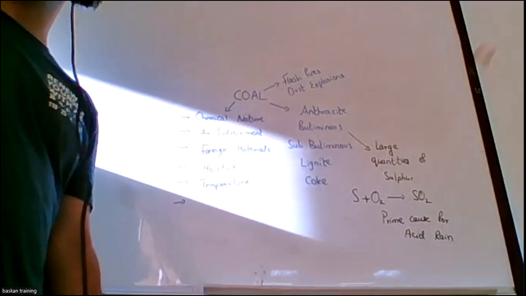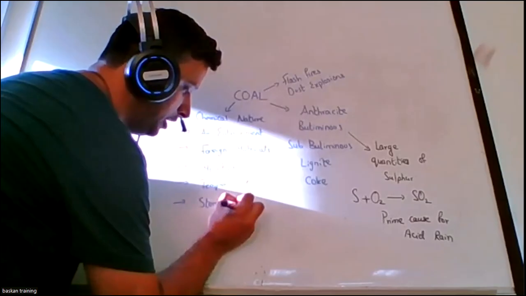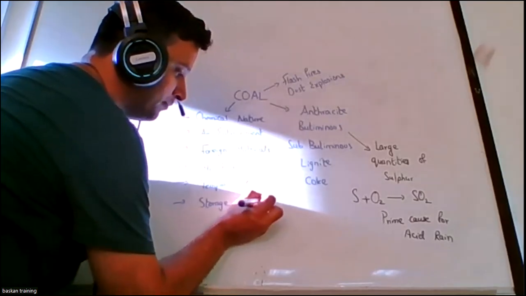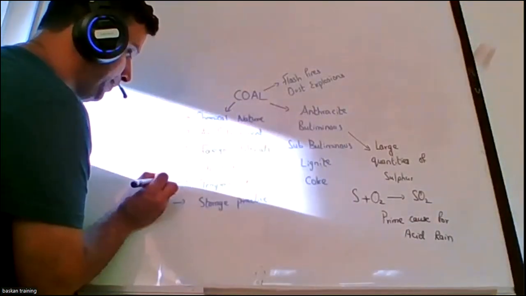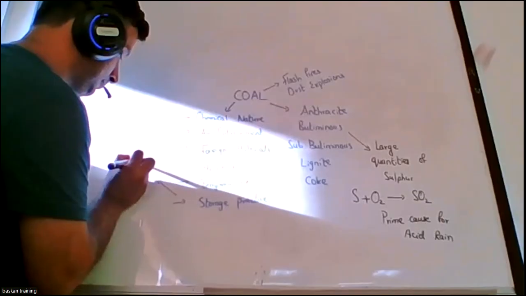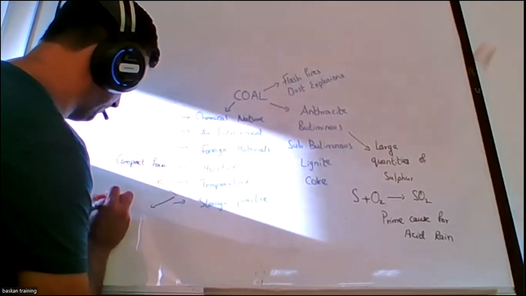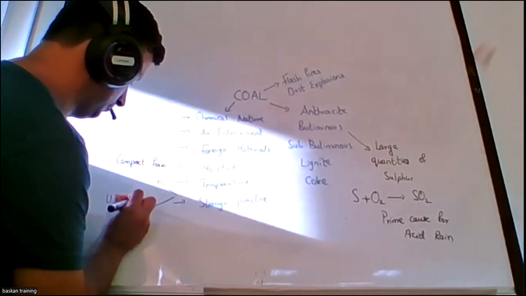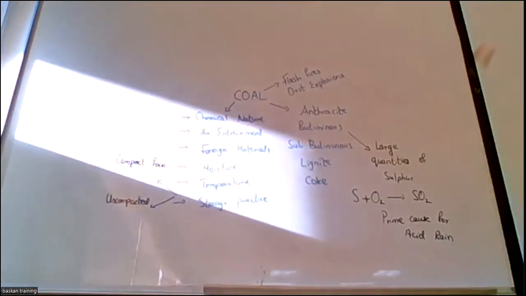Then the storage practice of the coal. The storage practice of the coal is also very important. And when we are talking about storage practices, there are two types of practice that can be done to store coal. One storage practice is if the coal is stored in compact form, and the other practice is uncompacted form.